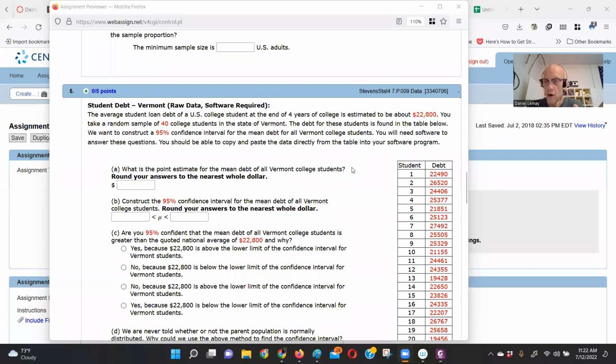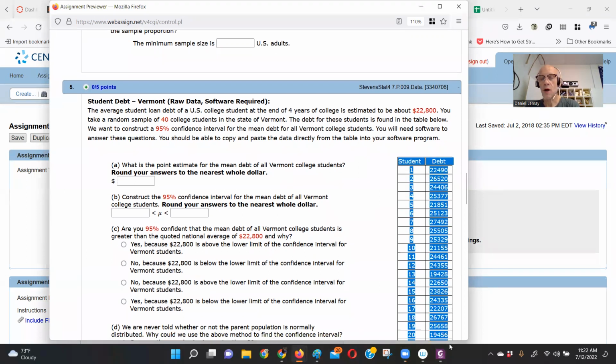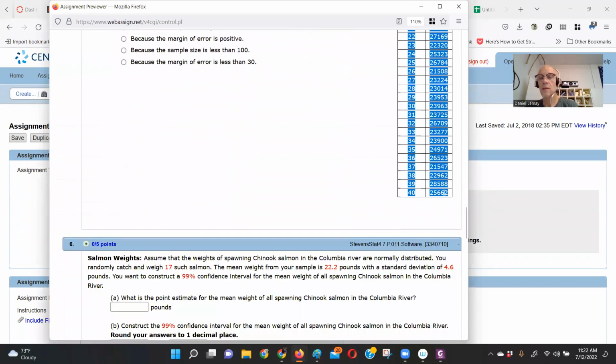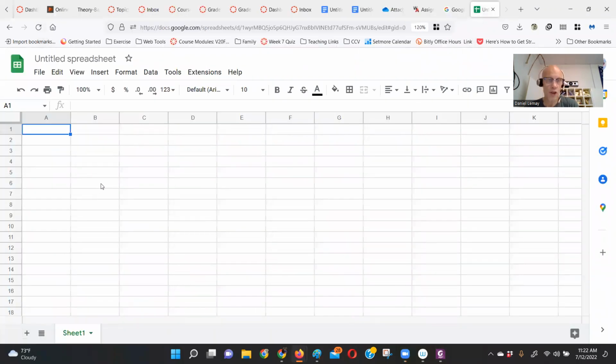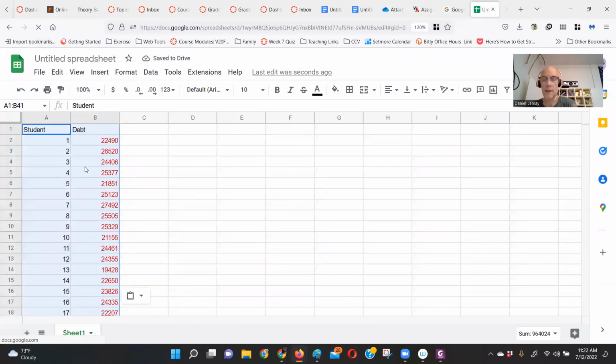So this is a question that people always ask about. Because it's a mean, it's about student debt again, the same question just with different data, and they didn't tell us the sample mean or sample standard deviation. So what we can do is go copy this data. Then I'm going to open up a spreadsheet. Of course, I probably like Google Sheets.